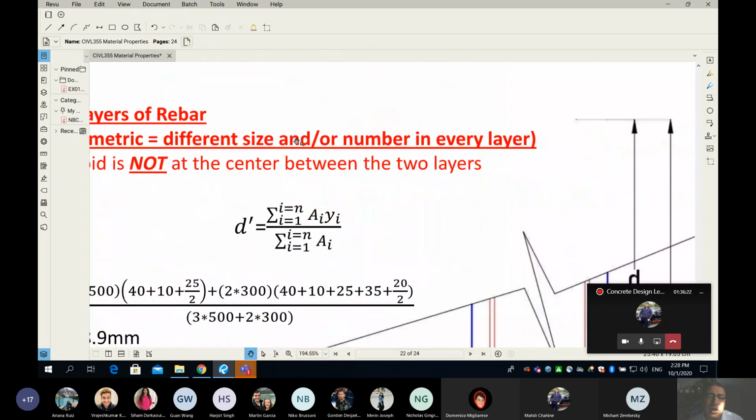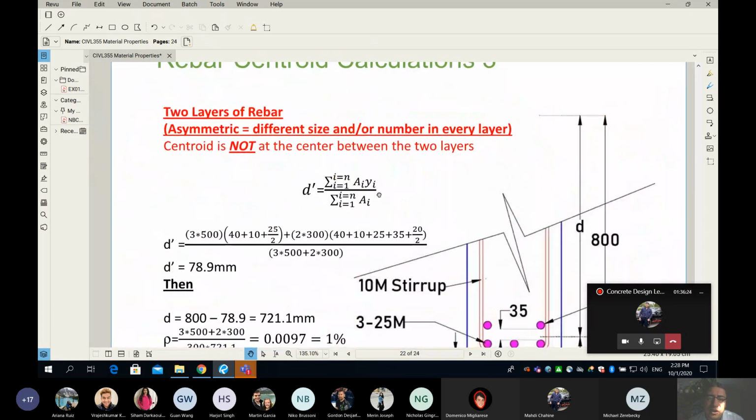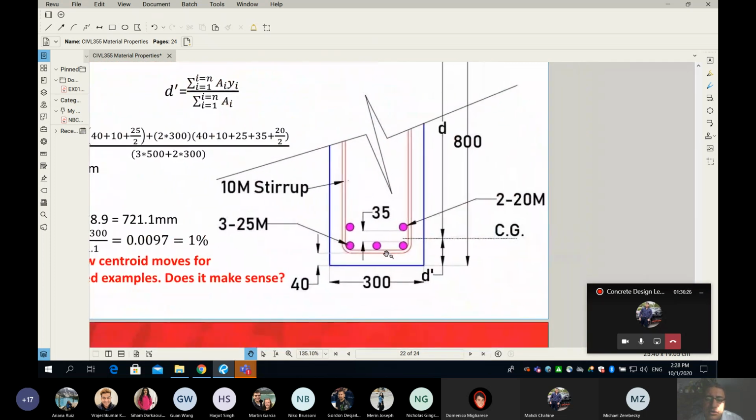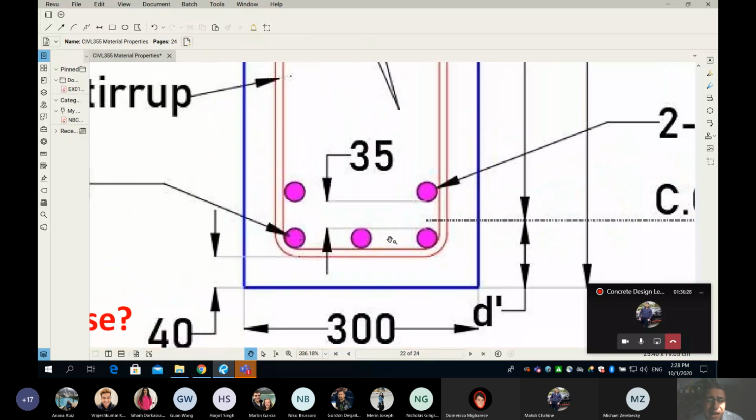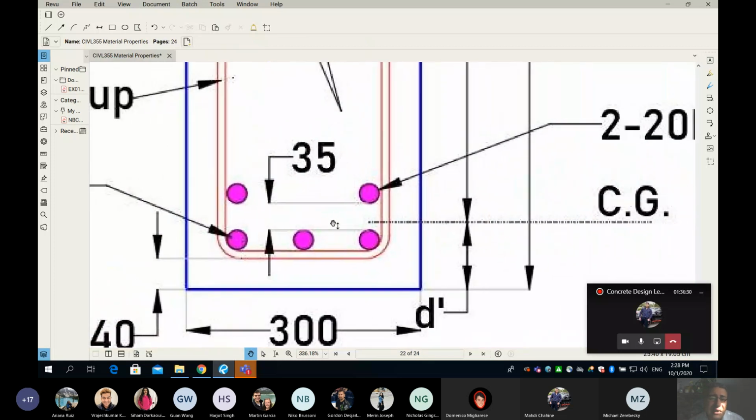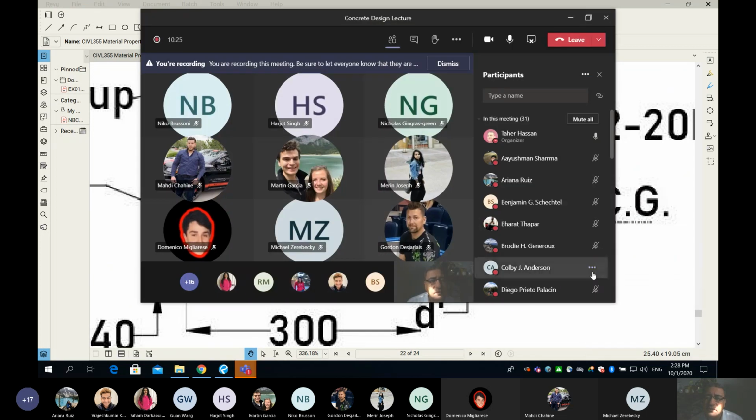Okay? And/or. So in this case, finding the centroid is not as easy. And guys, the centroid here, I'm going to ask you, is it the same as the last question? Please show your hands.